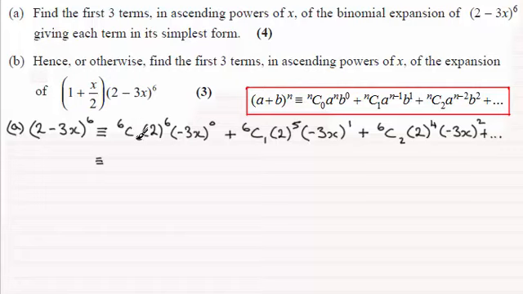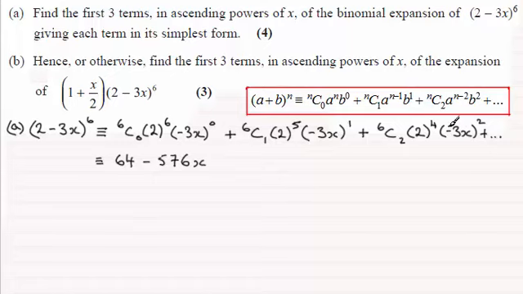Anything C0 is always 1, so you're just left with 2 to the power 6, which is 64, and then anything to the power 0 here is 1. So you've just got the first term is 64. For anything that's nC1, it's always n, so this is 6. 6 times 2 to the power 5, 6 times 32 times minus 3x. That comes to a negative value, and it's 576, and you've just got times x.